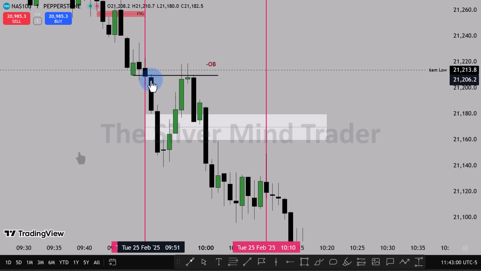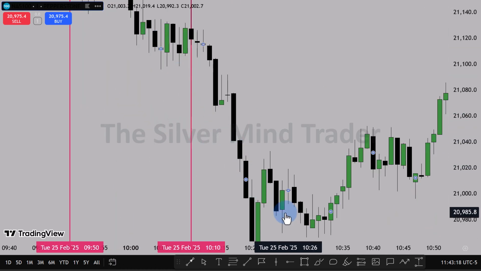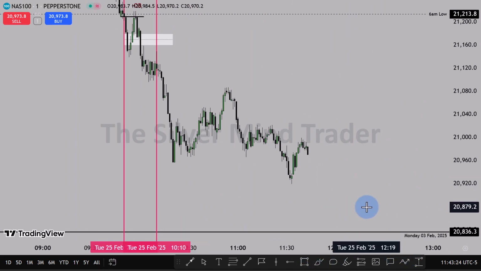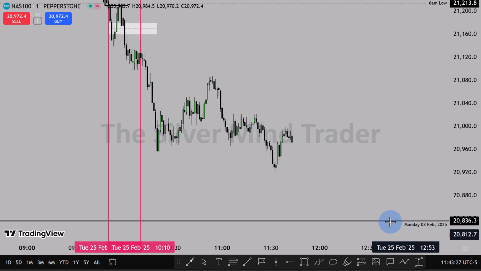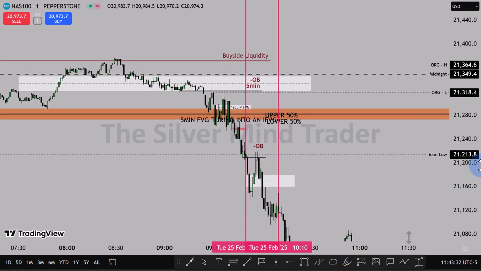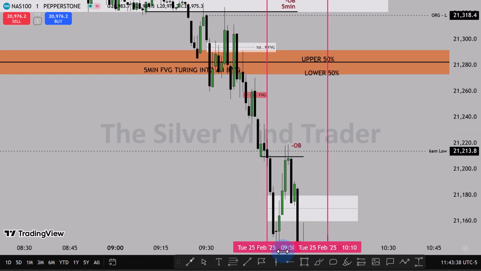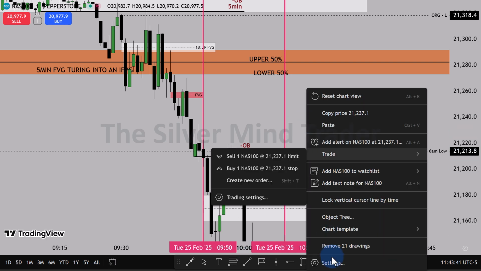So we have this order block, price trades into it, drops lower, we have a market structure shift, price trades into this gap at 10 o'clock, and we just kept going lower. So watch this low, and this was my execution for today.